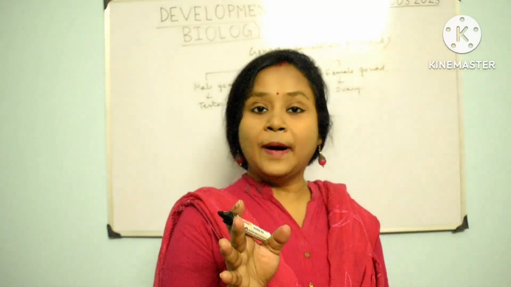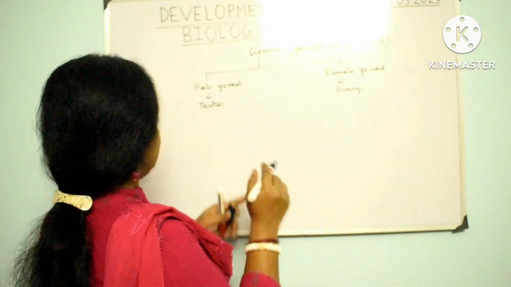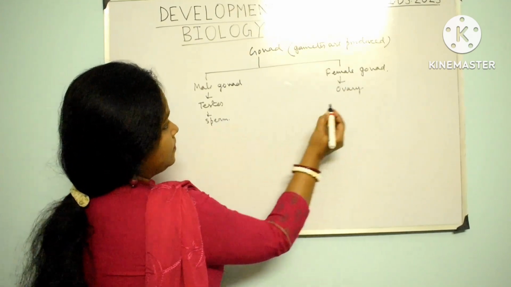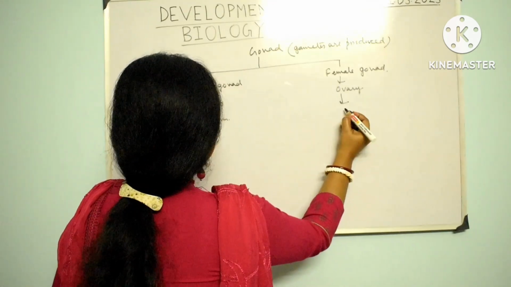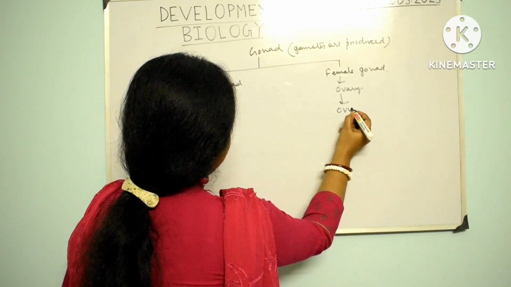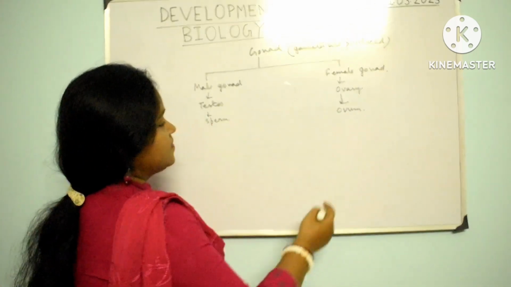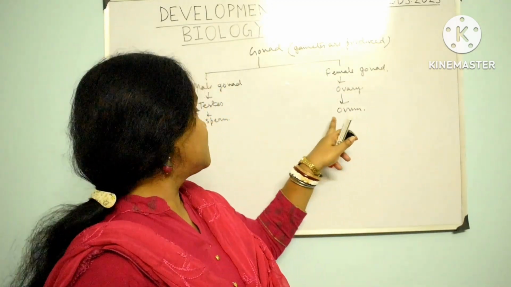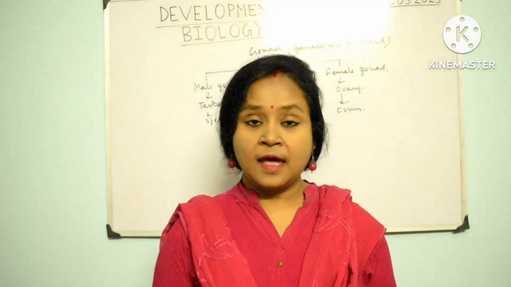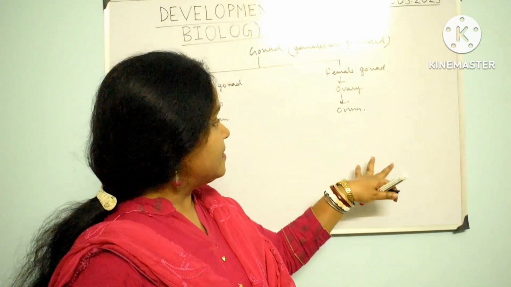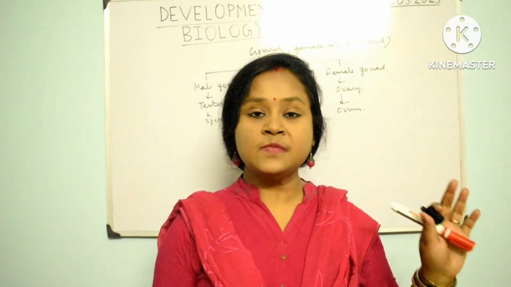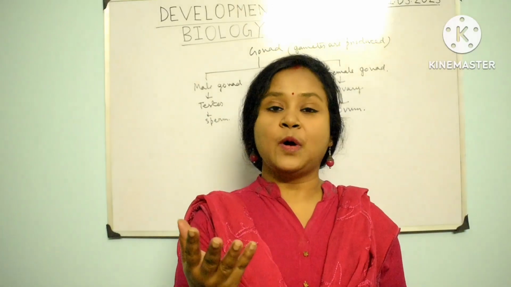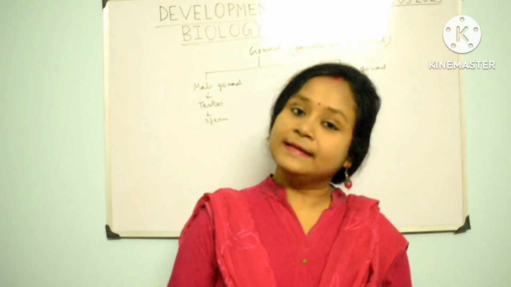The process by which sperm develops in the testis is called spermatogenesis, and the process by which ovum is produced in the ovary, the female gonad, is known as oogenesis. This spermatogenesis, oogenesis and overall gametogenesis will all be discussed in detail in my classes. The next step of ontogenesis is fertilization.